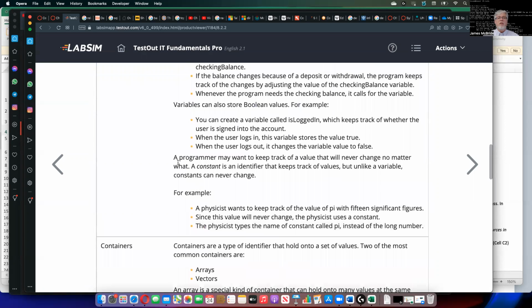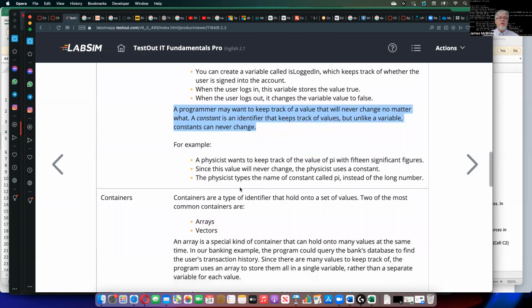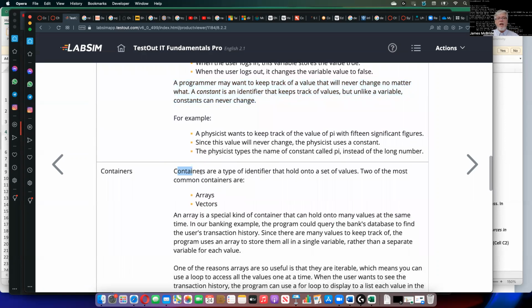A programmer might want to keep track of a value that will never change no matter what, and that's a constant. So this is a value I'm going to use in my programming, and I don't want that one to change. And so you set it up as a constant so it won't. And then you deal with containers. Containers are types of identifiers that hold onto a set of values.